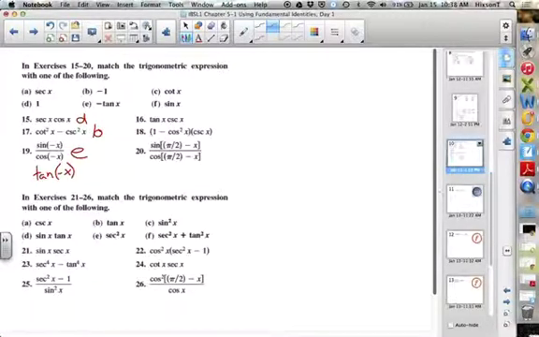So that's negative tangent. Number 16, tangent times cosecant, that's sine over cosine times 1 over sine. So the sines cancel out, you have 1 over cosine, which is secant. And number 18, this is sine squared times 1 over sine, so that reduces down to just sine. And number 20, this is cosine of x over sine of x, cosine over sine is cotangent.